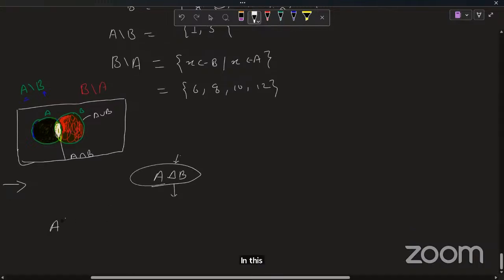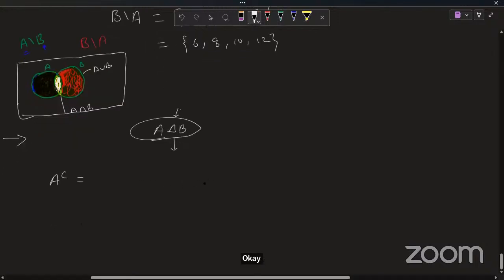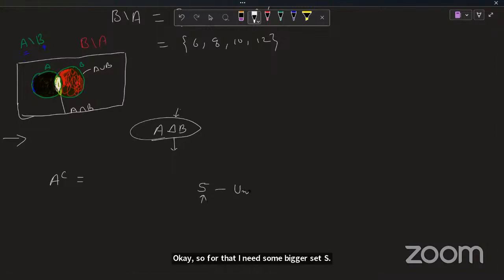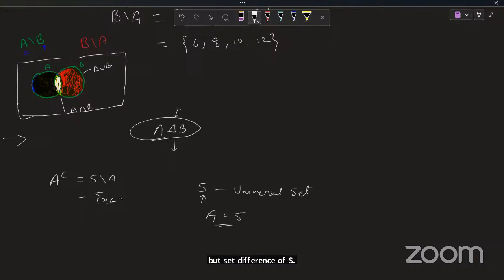Let's see the complement. For that, I need some bigger set S. This is my set S, this is my universal set, you can say. Then A complement, where A is a subset of S (this is necessary), is nothing but the set difference of S and A. Or we can say we collect all the elements of S which are not inside A.